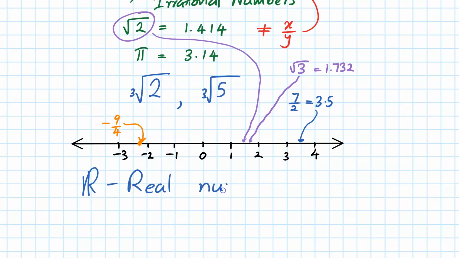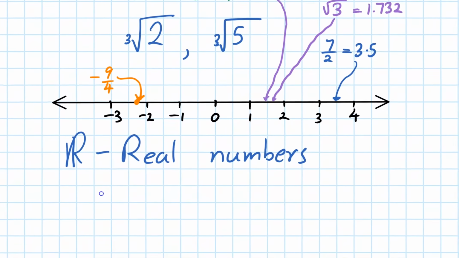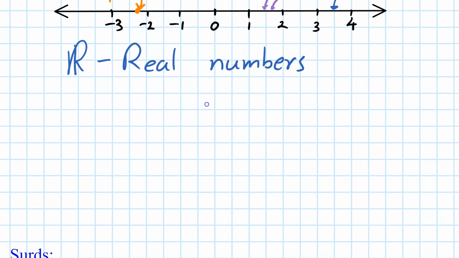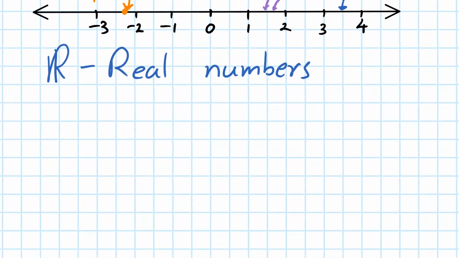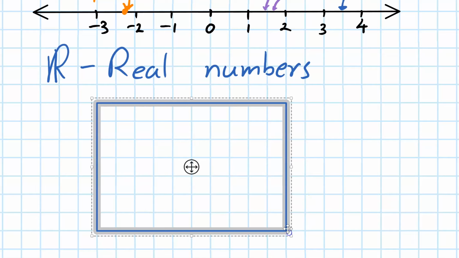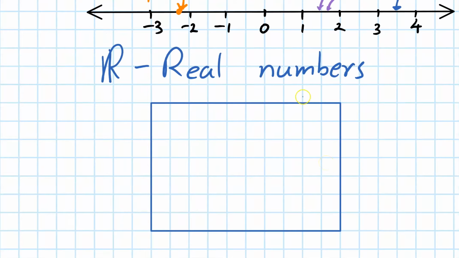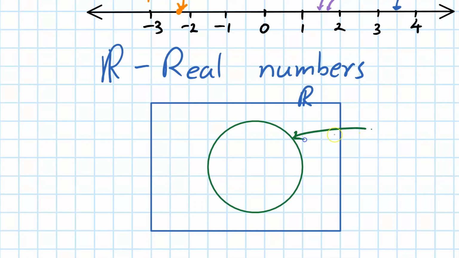Real numbers. So that is our whole set, or the universal set in this case. Therefore, what we can do is draw a box in the Venn diagram. We can write down that's our real number set, that's our R. And then we can represent each of these inside. So let's indicate this one in green as the rational number set.